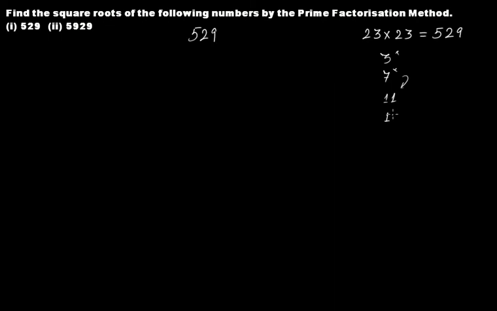Next check for 13. 529 is not divisible by 13, because you have to check for the prime numbers. Next, check for 17. 529 is not divisible by 17. So you go on like that and you will reach this number 23, and this is actually divisible. So the prime factorization of this is 23.